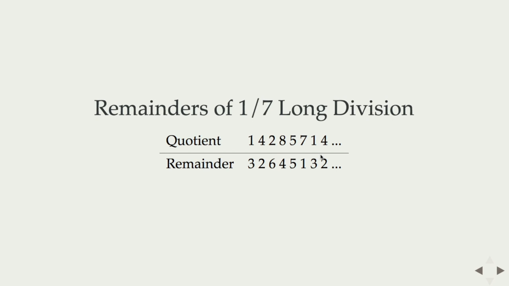Now, when we do 1 over 7, this is what we got. On the top, we ignore the 0 at the beginning, and get 1, 4, 2, 8, 5, 7, and then repeating. And the remainder at each step is 3, 2, 6, 4, 5, 1, and then repeating. Notice that there's no 0 here, because if there were a 0, the process would terminate. So in this case, there are only 6 possible remainders, and we have all 6 numbers here.